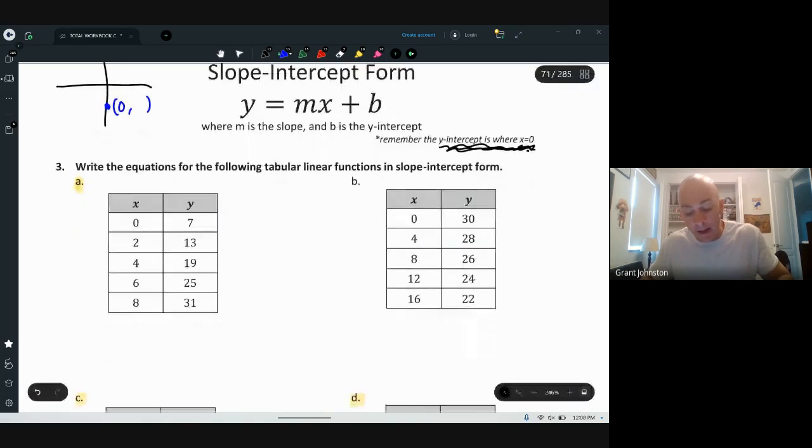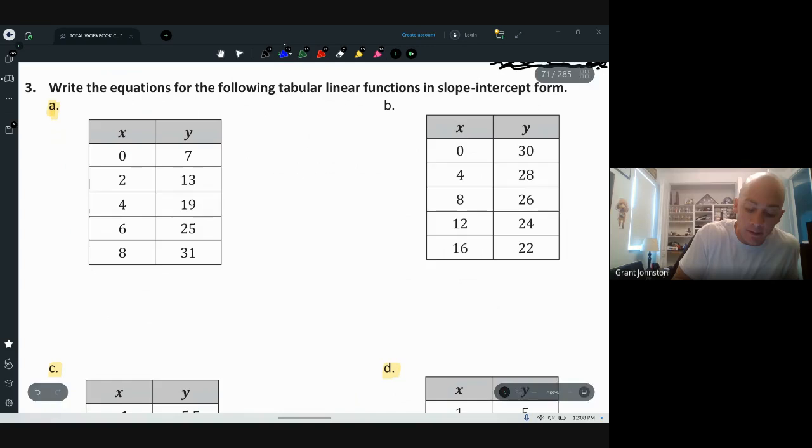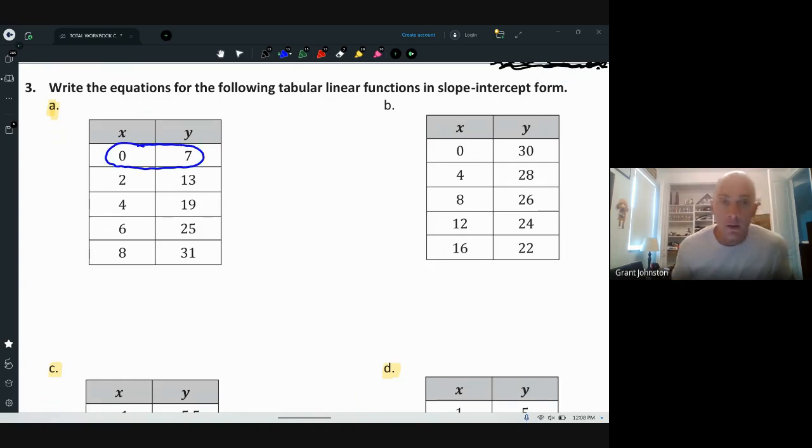So on 3a, our y-intercept is 7. Because where x is 0, we have 7. So we know our y-intercept is 7. So we're good there. Now we just need the slope.